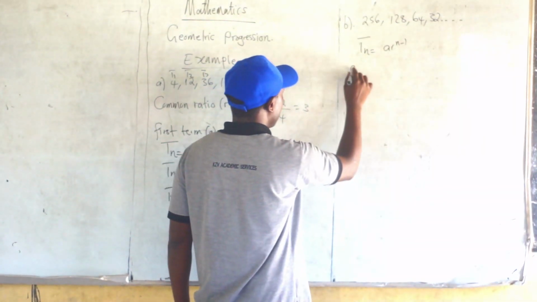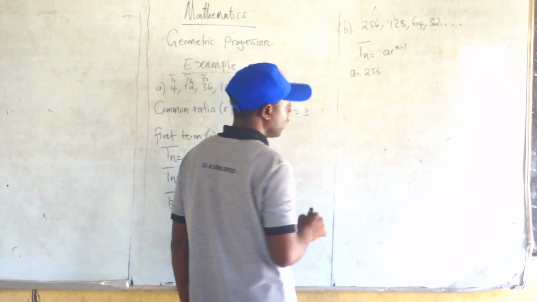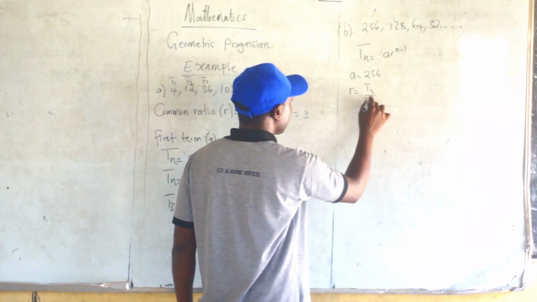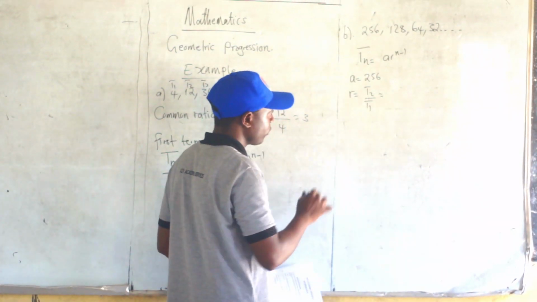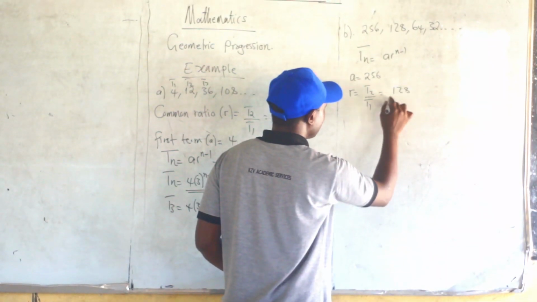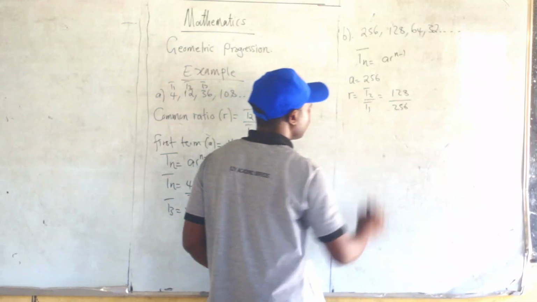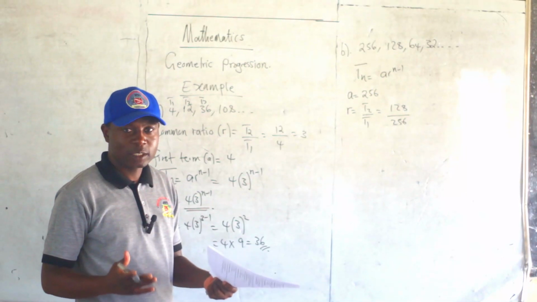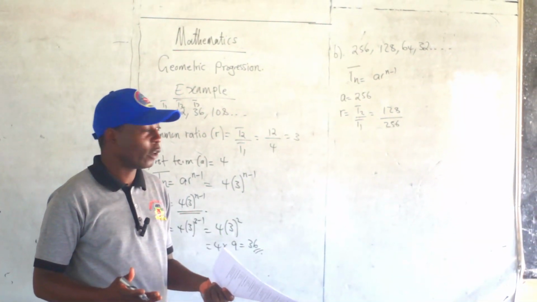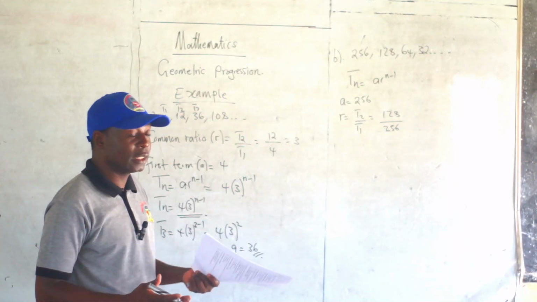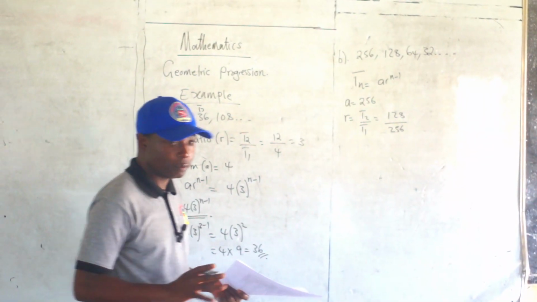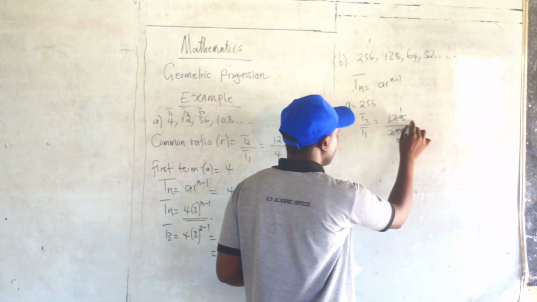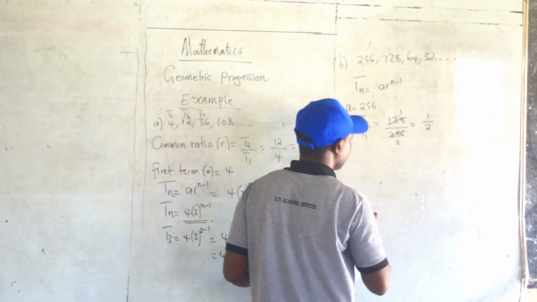What is our A? Our A is 256. What is our R, the common ratio? Our common ratio is T2 over T1. Now, what is our T2? Our T2 is 128 over our T1, which is 256. Can you reduce this? Or you can use a calculator. This one is the mathematics paper 2, so you can use a calculator. There's no harm. So 128 over 256, what you're getting is 1 over 2. Okay? So here 128 into 128 is 1, 128 into 256 is 2. So what you get is 1 over 2. That is our R.